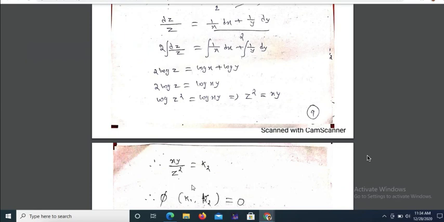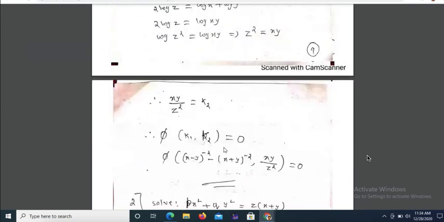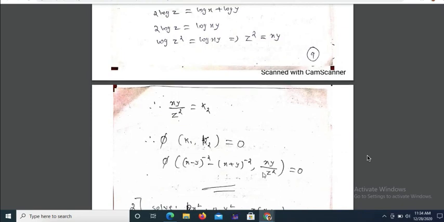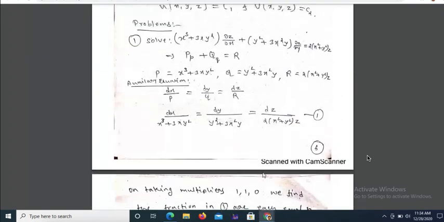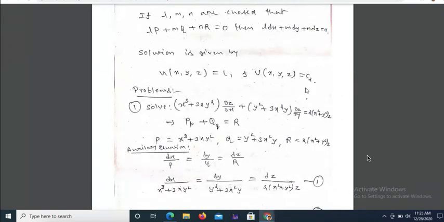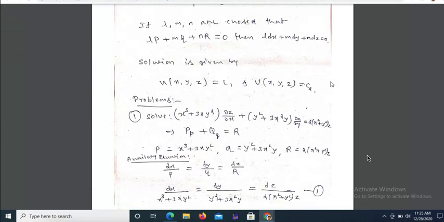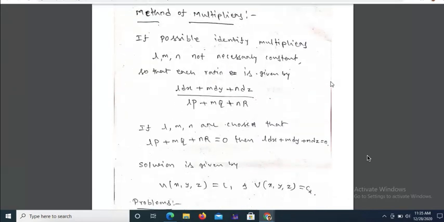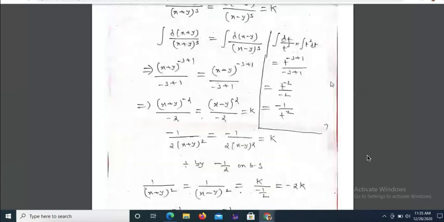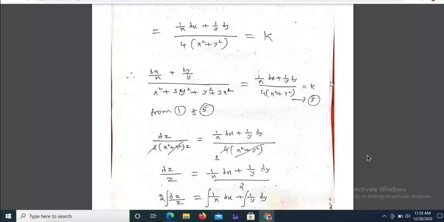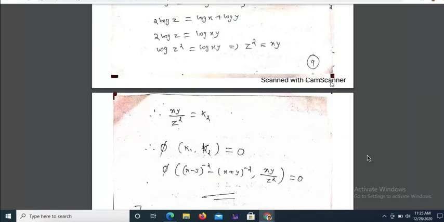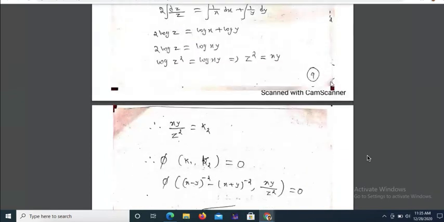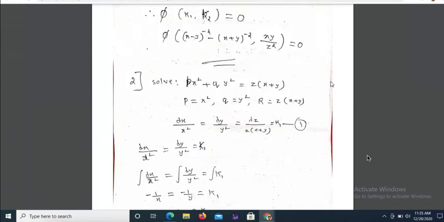So finally what you have is phi of k1, k2 equal to 0. This is k1, k2. That is the reason why I have written phi of k1, k2, because in the equations here it is phi of c1, c2. So every time we have to apply it and write phi of c1, c2 equal to 0, a constant value equal to 0. This is how we have to do it using the multipliers method. Any doubt, any questions? If you have any doubt regarding multipliers, you can ask me. Come to the next problem.